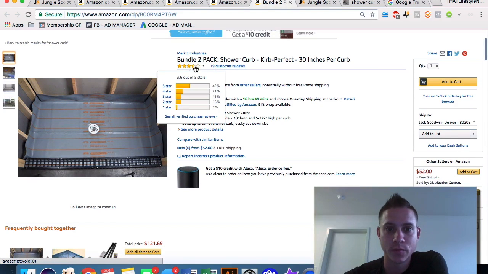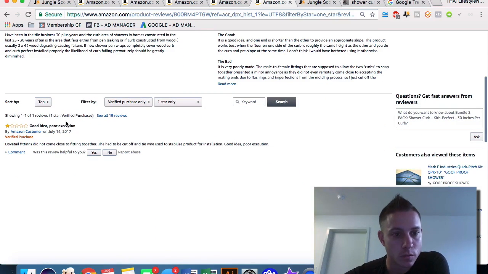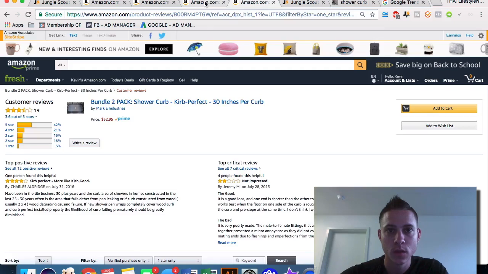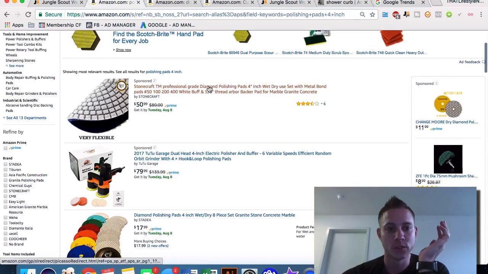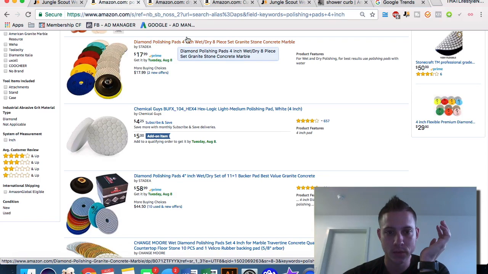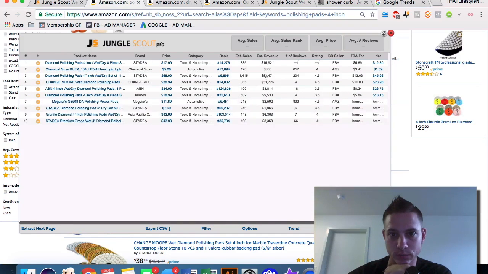Not a great set of reviews here, so maybe there's something that we can do to create a better overall product. Dovetail fittings did not fit close enough together. They had to be cut and tie wire to stabilize product for installation. Good idea, poor execution. So, we'll definitely save this one. It's an interesting one for sure. So we ended up getting 3 interesting products, right? And so we are going to quickly add all of these to our cart. Let's choose the best one according to Jungle Scout to add to our cart here.